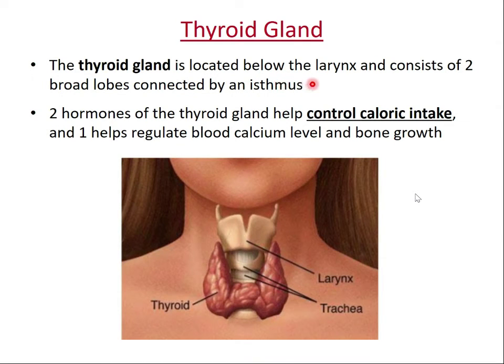Thyroid gland is located below the larynx, and it consists of 2 broad lobes connected by the isthmus. So there is this isthmus structure that connects the 2 lobes of the thyroid gland. 2 hormones of the thyroid gland help control caloric intake, and one helps regulate blood calcium levels and bone growth. So there are 3 hormones in total that the thyroid gland will produce, and that will help control the caloric intake and also the blood calcium levels.